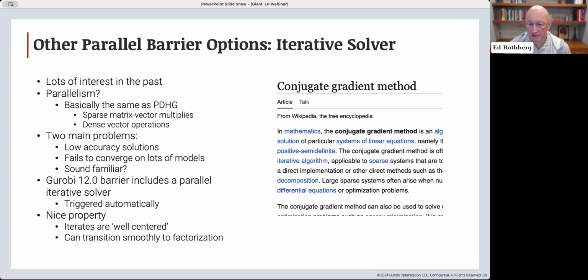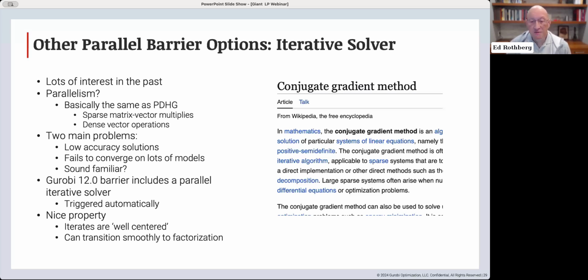If you look at the parallelism in an iterative solver, it's basically exactly the same as the parallelism in PDHG. You're doing sparse matrix vector multiplies and dense vector operations. We should expect pretty much exactly the same behavior when it comes to GPU.